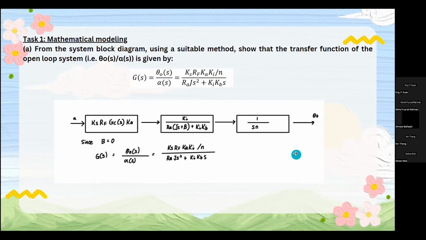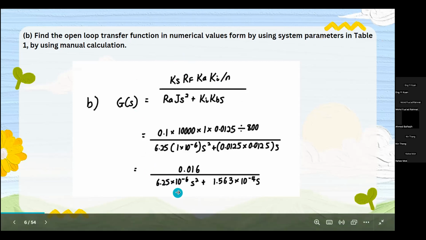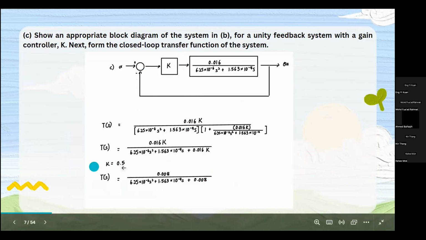So for this one, we put in all the parameters inside the block diagram, and we get the same transfer function as shown in the question given. Next, for task 1 part B, is finding the open loop transfer function. We put in all the values of the parameters inside the functions, and we get that the open loop transfer function is this one. After that, we insert the gain K equals 0.5, and we get that the closed loop transfer function is this one, the T(s).